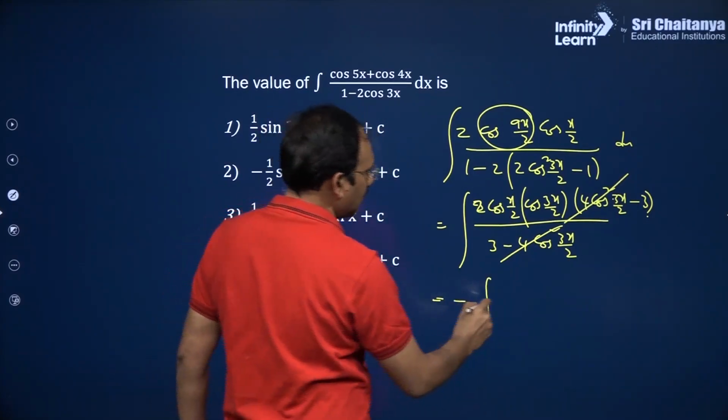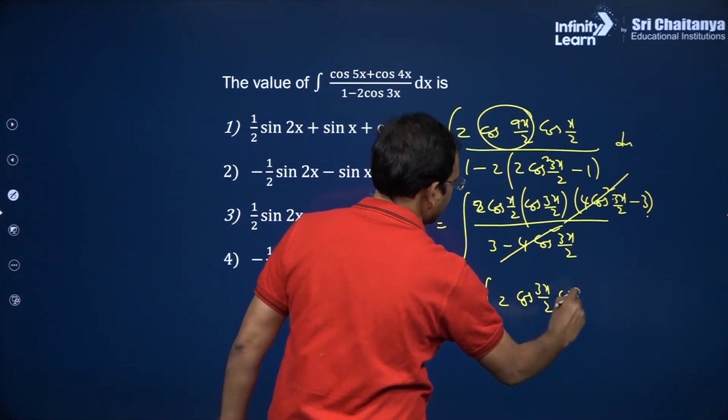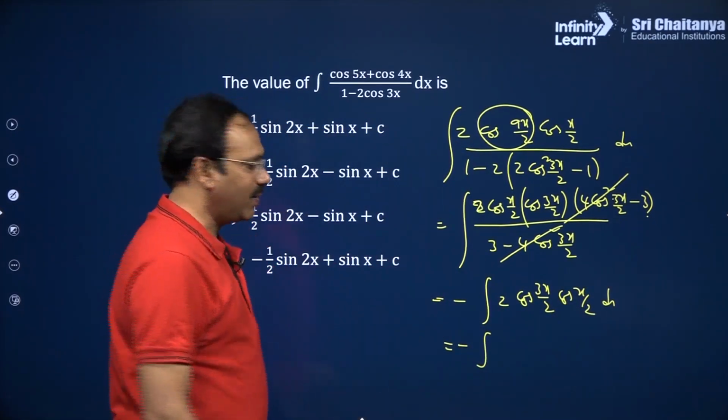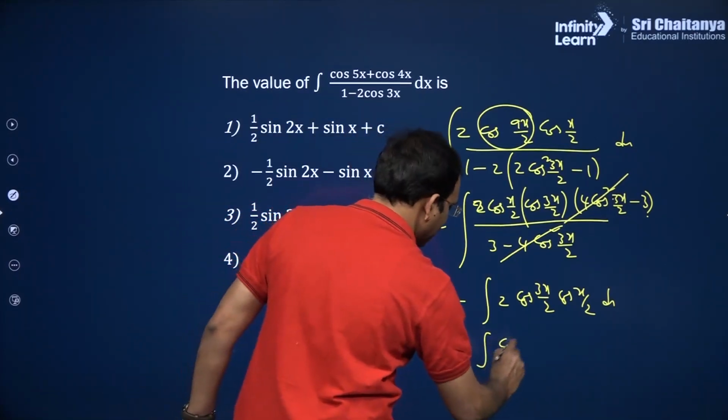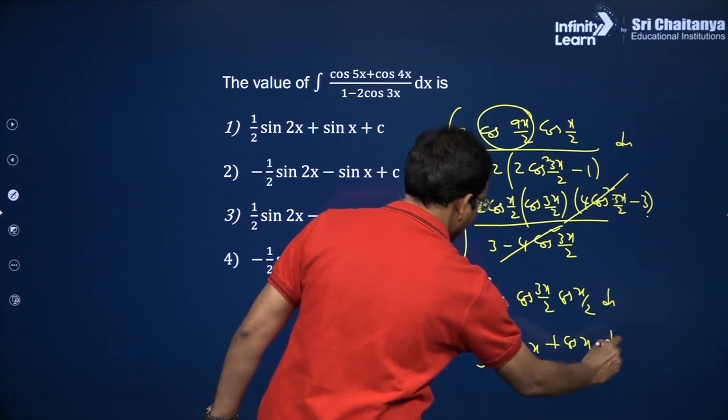So, minus integral 2 cos a cos b, it is 3x by 2 cos x by 2 dx, minus 2 cos a cos b will become cos (a plus b) plus cos (a minus b) dx.